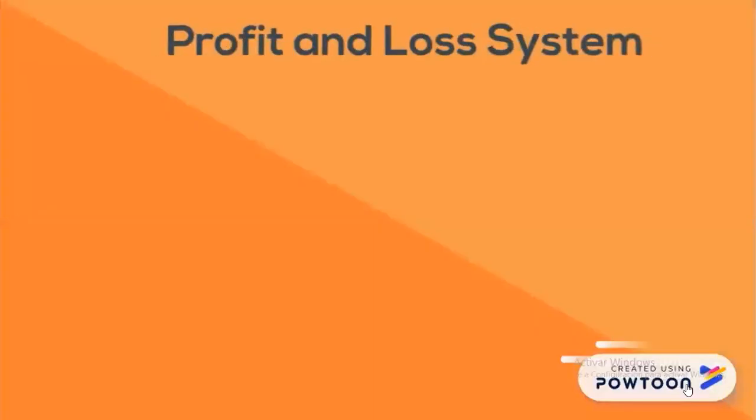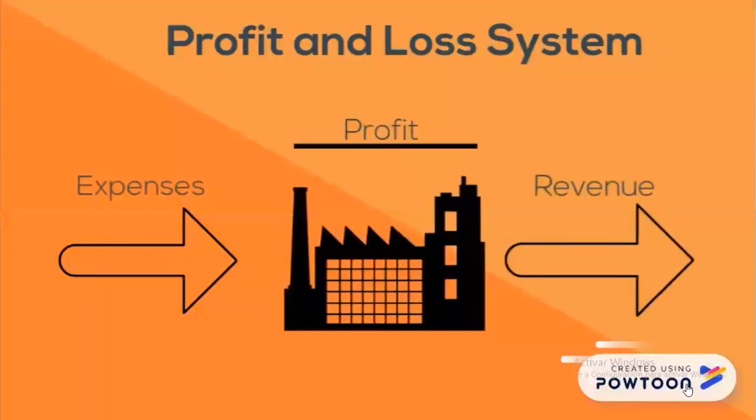The profit and loss system looks at whether or not a business is earning a profit or not. To earn a profit, a business must create value in their goods or services. To gain a profit, they must produce more revenue than expenses.